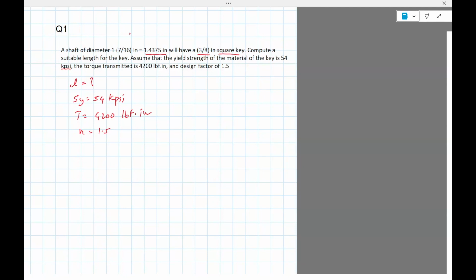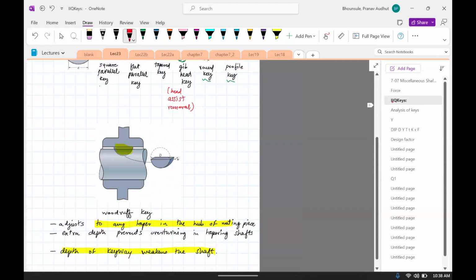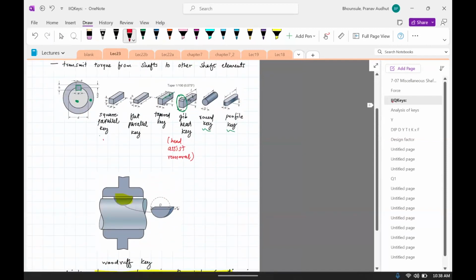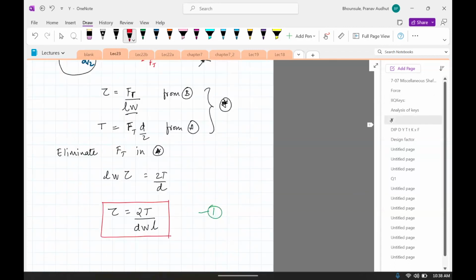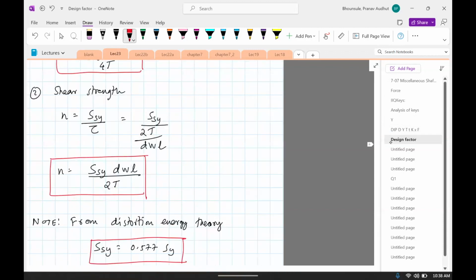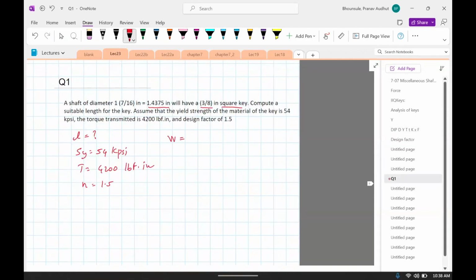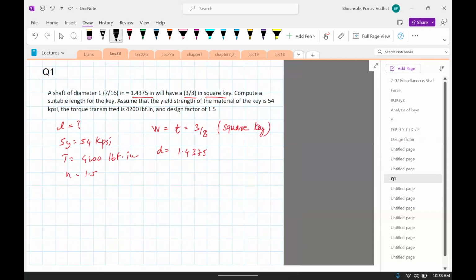We are given a square key. If you look at square keys, you can see it has a width and a thickness. So thickness is the same as width. So what we can write here is the width equals thickness equals 3/8. And then the diameter is given. So D is given. It's 1.4375. And you can write the reason is the square key. Okay, so this is the unknown.